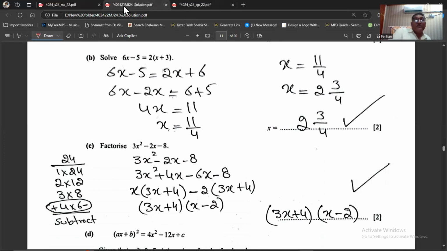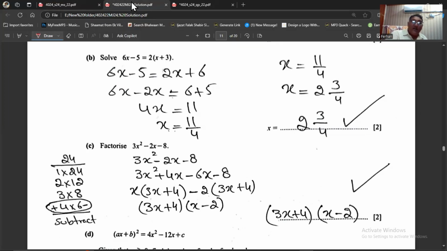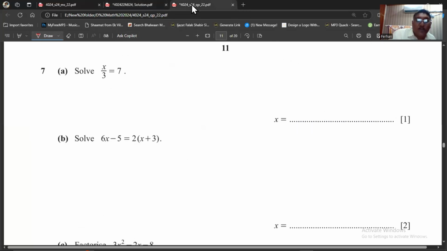So you will have 6x minus 2x is equal to 6 plus 5. 4x is equal to 11. x is equal to 11 by 4. So x will be equal to 11 by 4, which is 2 whole 3 by 4. 2 whole 3 by 4 is the right answer, sir. This is how it is done. Hopefully you understand. Okay, so now we are going to the next part.